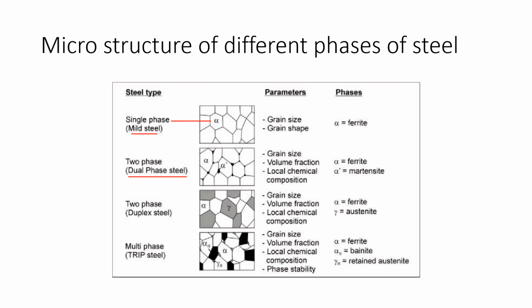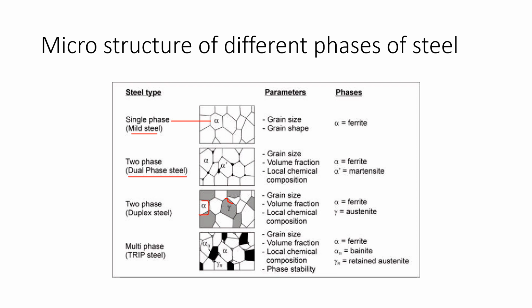The other two phase example is duplex steel. The alpha grains are surrounded by gamma grains. Some of the gamma, like 50% alpha and 50% gamma, can be seen in this microstructure. That gamma we call austenite. So that's the example for the duplex steel.